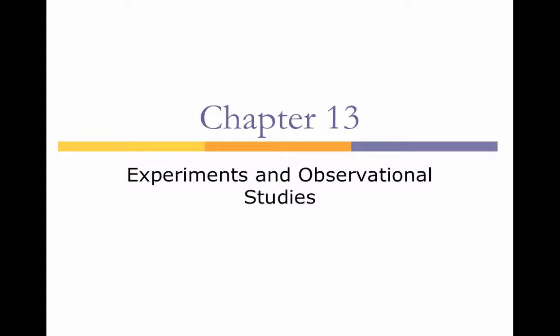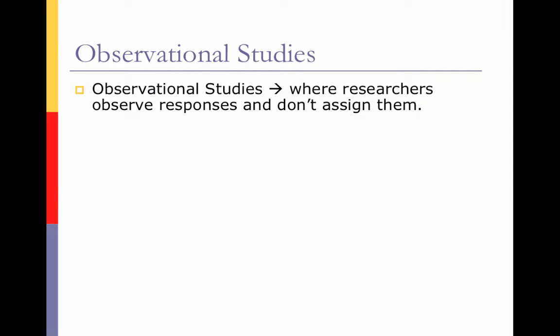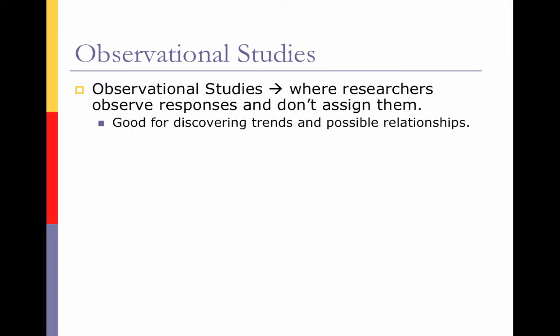We're starting chapter 13, which is about experiments and observational studies. We're going to first talk about observational studies. An observational study is where researchers observe responses, but they don't assign them. They just watch what happens, or they look at the data, but they don't ask any questions and they don't apply any treatments. This is good for discovering trends and possible relationships.